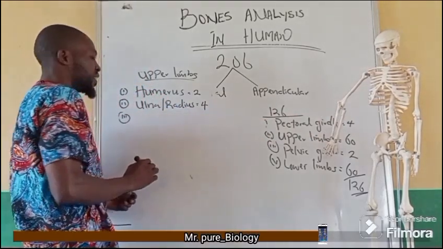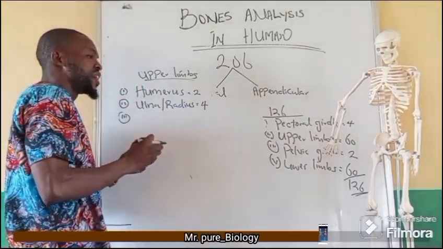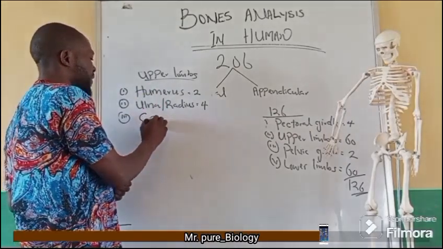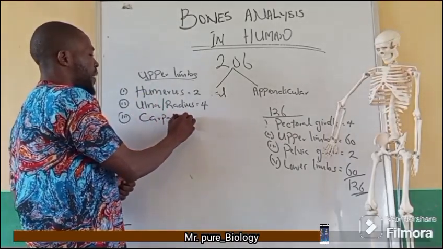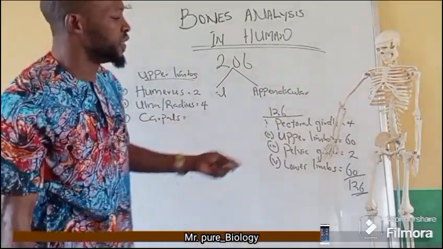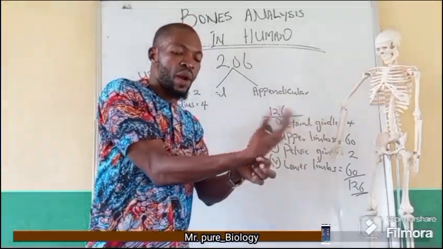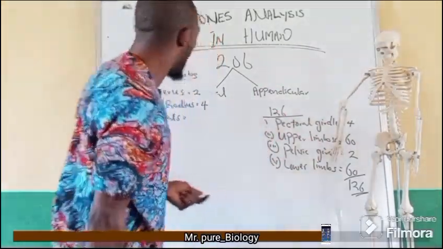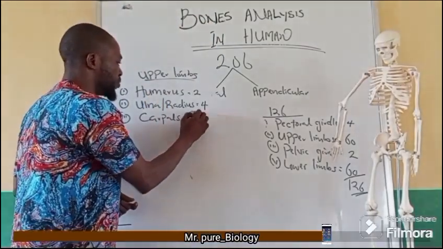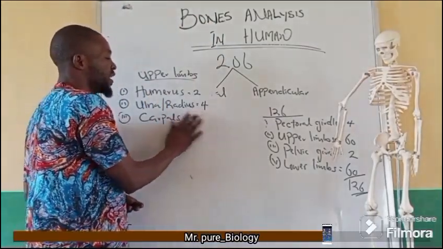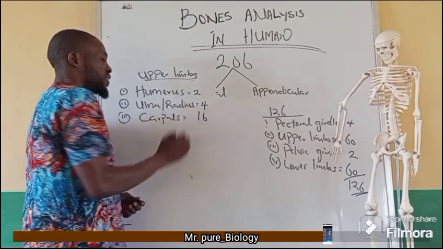Number 3, there are irregular bones called carpus. Carpus are the bones of the wrist. They are simply referred to as the bone of the wrist. The bone that forms our wrist is what we call carpus. And they are how many? They are just 8 bones. So 8 plus 8 in both sides, we are going to have 16.